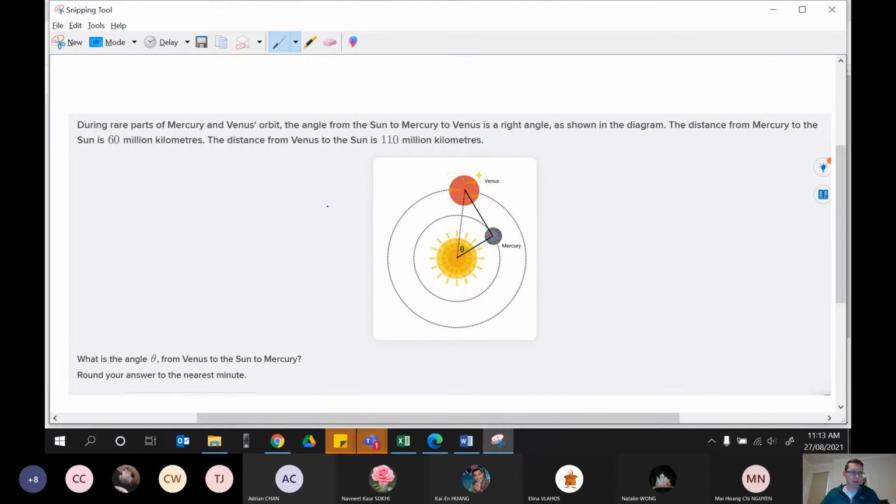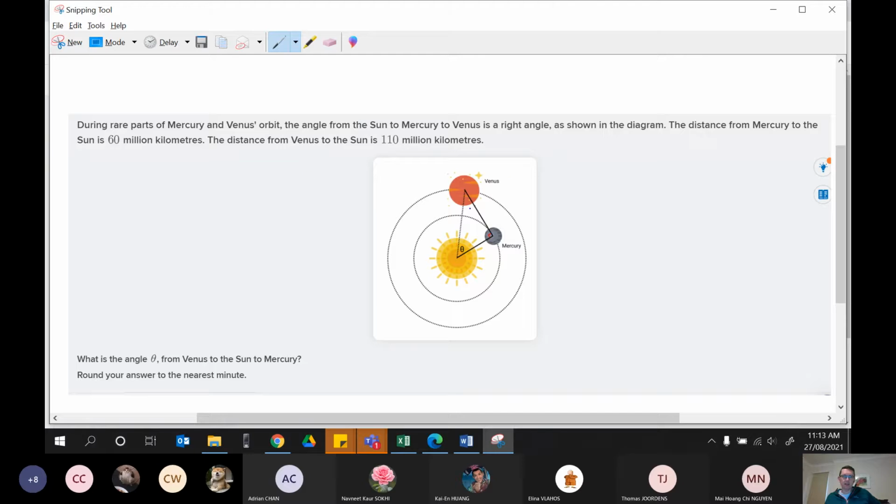So during rare parts of Mercury and Venus's orbit, the angle of the Sun to Mercury to Venus is a right angle, as shown in the diagram. The distance from Mercury to the Sun is 60 million kilometers. So the distance from Venus to the Sun is 110.